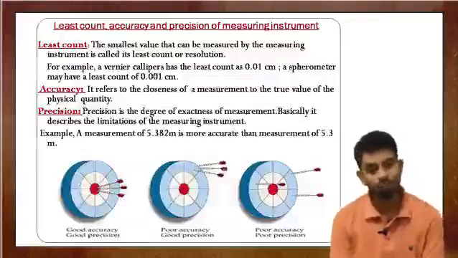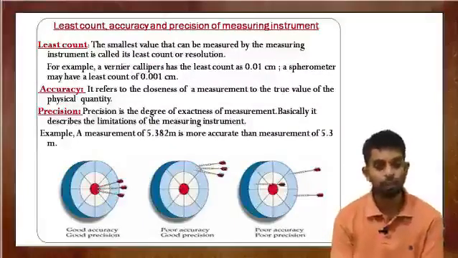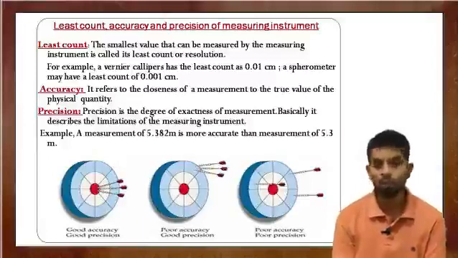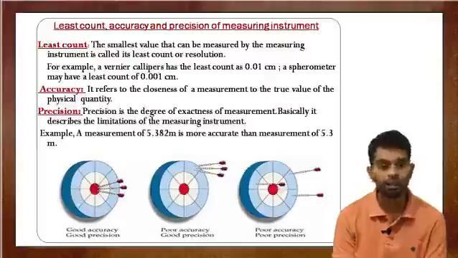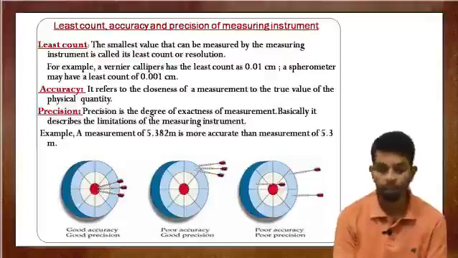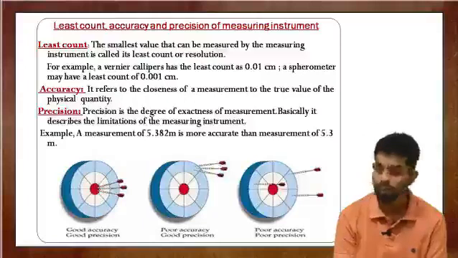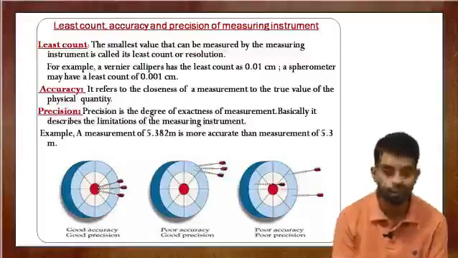So, what is least count? Generally, when we measure any physical quantity, we use an instrument, and the smallest value that can be measured by the measuring instrument is called the least count or the resolution. Say for example, we use vernier calipers, and it has a least count of 0.01 centimeter, and a speedometer may have a least count of 0.001 centimeter.